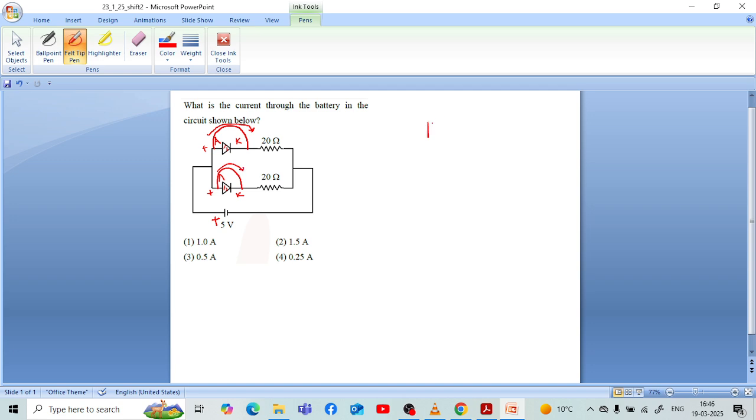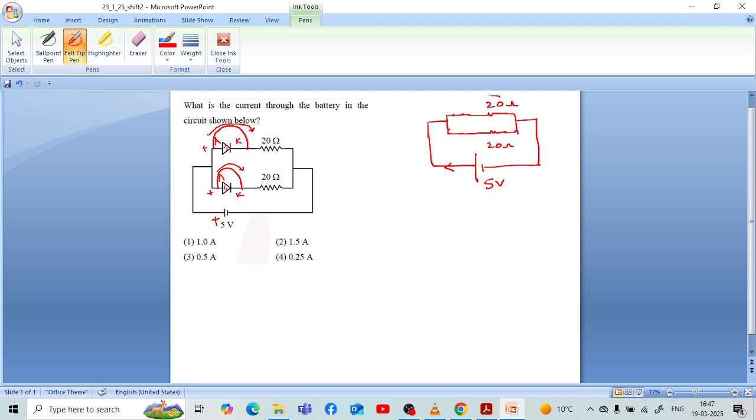So the simplified circuit in this situation looks something like this. In place of the diode, there is a wire, and then there are resistors. This is a 20 ohm resistor in the top branch, and the lower branch also has a 20 ohm resistor. There is a wire in place of the diode because it is forward biased. The equivalent circuit in this condition is a 5-volt battery in parallel with two 20 ohm resistors. We have to find the current passing through the battery, that is, the total current.